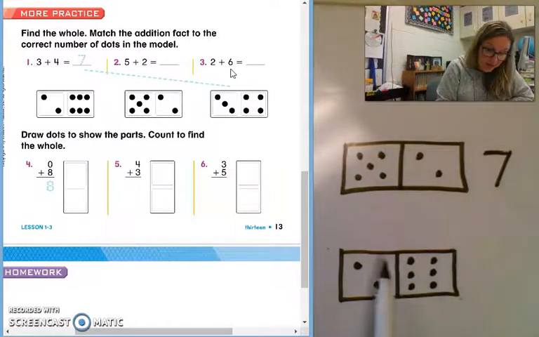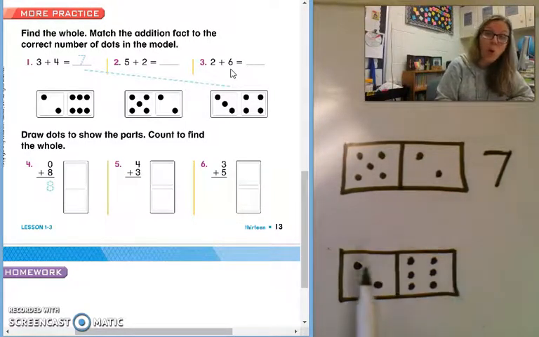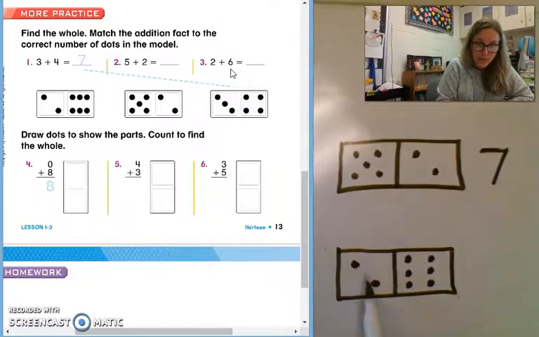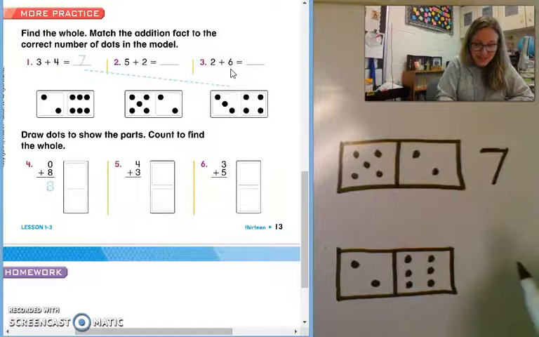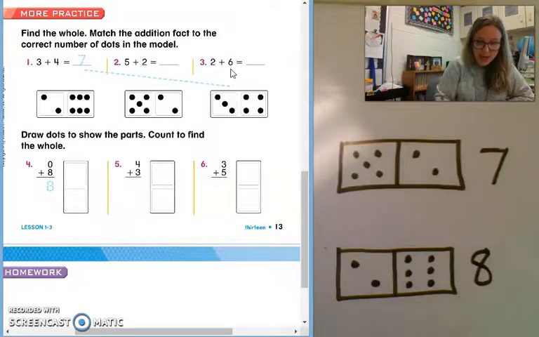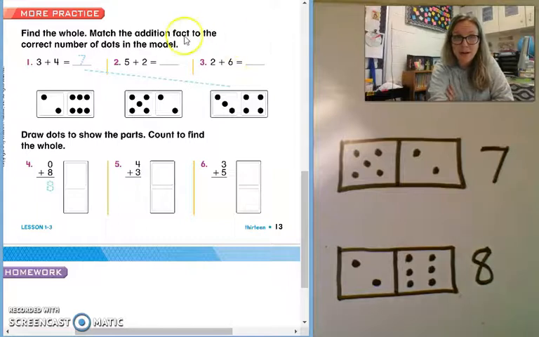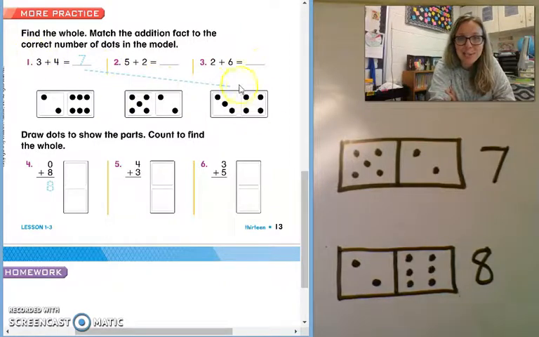Now, if I count them up all together, the whole thing, to get my 2 parts equal a whole, I have 1, 2, 3, 4, 5, 6, 7, 8. So all together for that one, we have 8. So for your sum for this one, you can put the number 8. Now the next step, now that we have our answers here, you should have 7, 7, and 8. Now we're going to connect them to the matching dominoes.